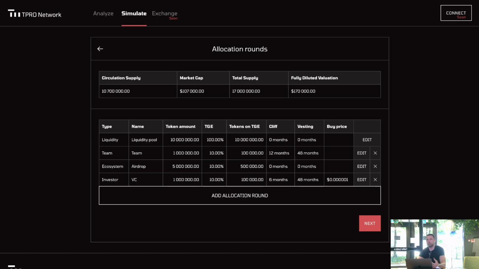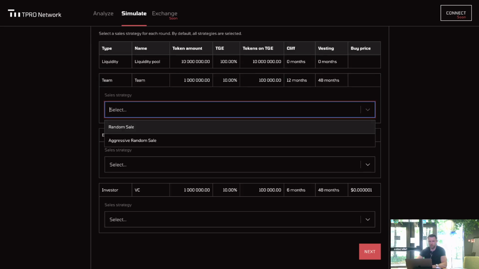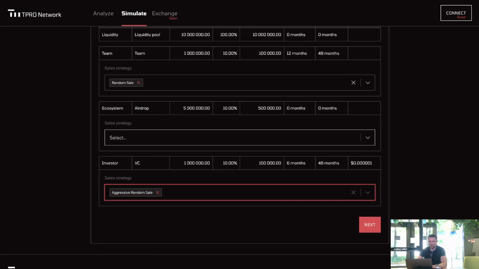Let's assume you don't know a lot about designing tokenomics. Okay. You just have some basics. So now with that, you can go and check how this is going to behave, and then go back and try different allocation runs, right, or different assumptions. So we have these allocation runs, and again, the sales strategy. Okay, these guys are going to sell. Let's say investors are going to sell aggressively. There will be random sales here, random sales here.